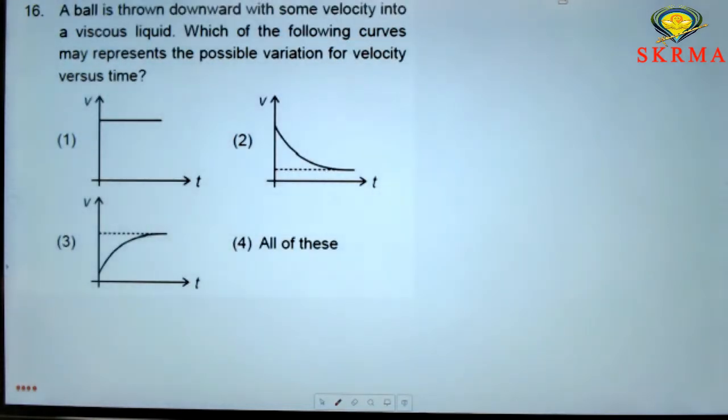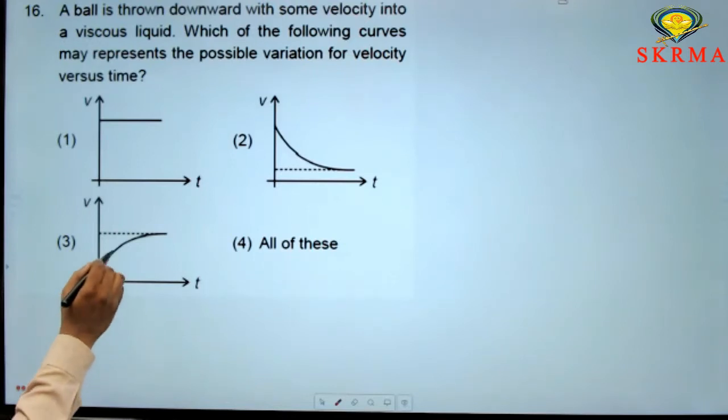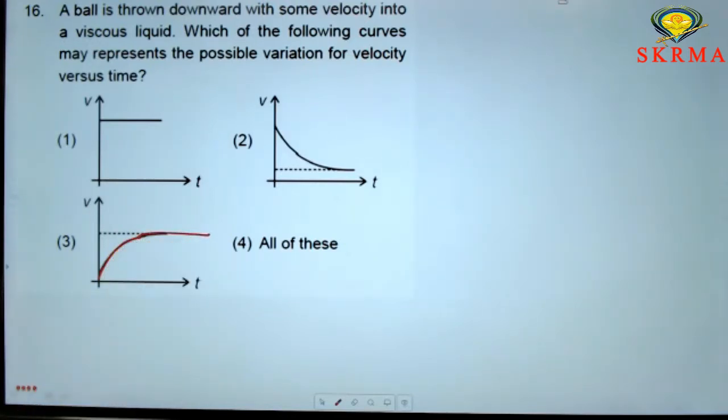Next. A ball is thrown downward with some velocity into a viscous liquid. Which of the following curves may represent the possible variation of velocity versus time? For a viscous fluid, if the ball is moving downward, velocity is going to increase. After some time, it becomes constant. So velocity is going to increase, and after that it becomes constant. So the third option is the correct one.